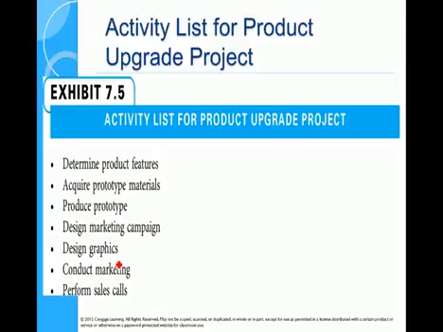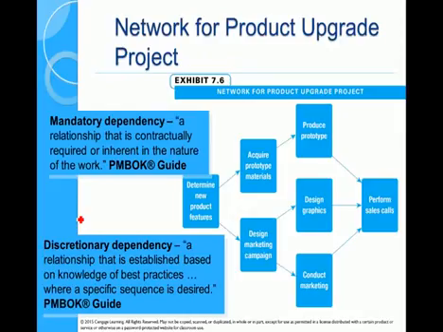Here's an activity list, and there we go. You notice how they've got a verb, a noun, and sometimes an adjective. So acquire, materials. What type of materials? Prototype materials. Produce, prototype. So verb, noun. So always starting with a verb. Alright, so these are activities. Determine new product features, acquire prototype materials, produce prototype, and finally perform sales call.